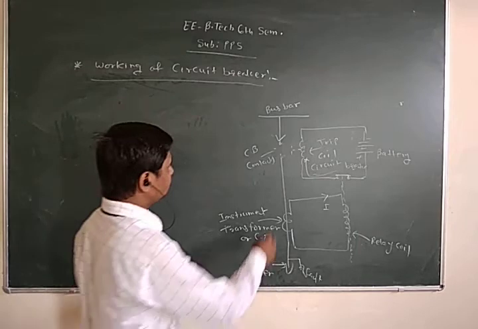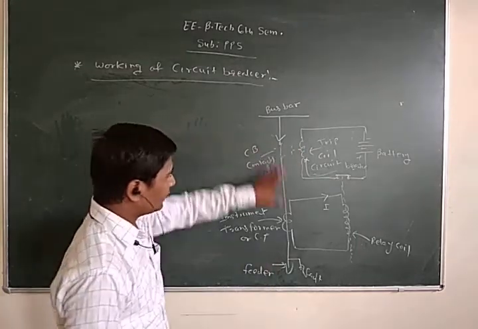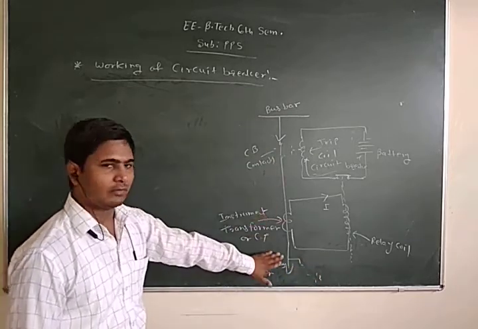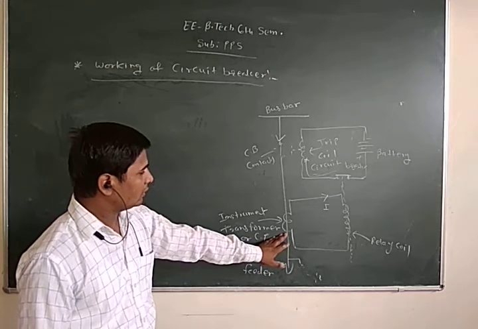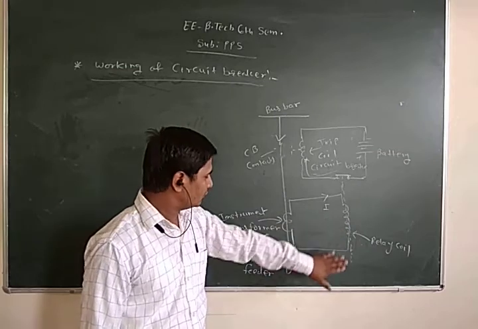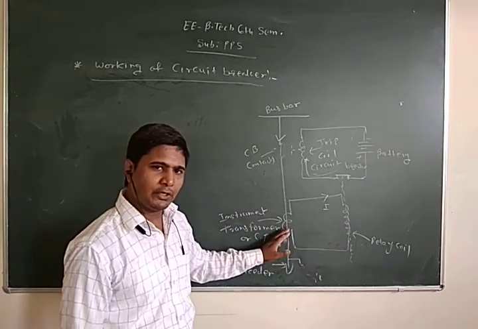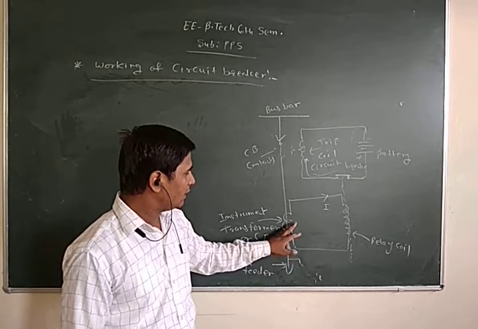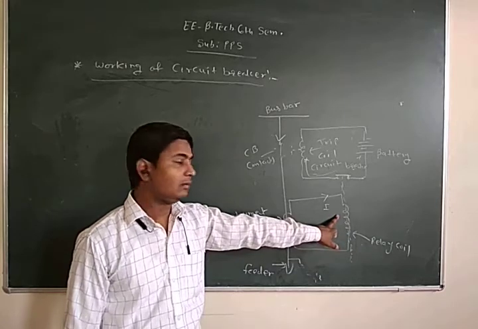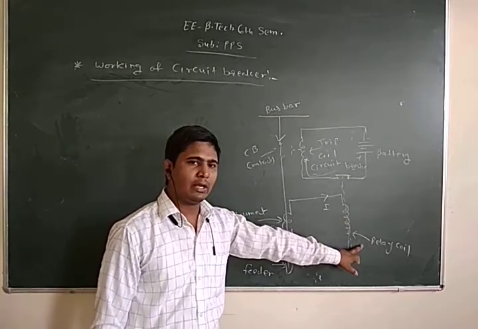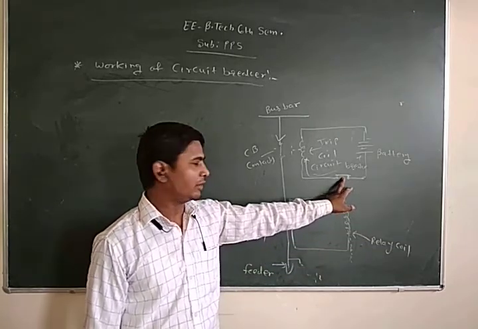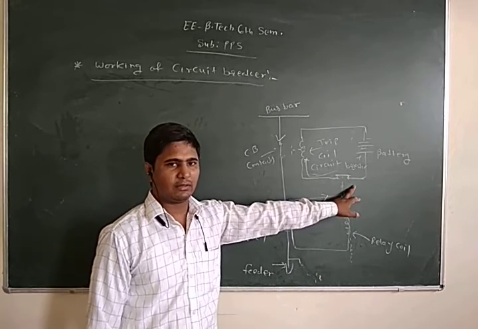Next, in normal condition, when there is no fault in our feeder, a rated current is flowing in the feeder, due to which EMF is induced in the CT coil, and current is flowing in the relay coil. This current is not able to magnetize the relay coil up to the value where it can pull the plunger or close the contacts of the circuit breaker.